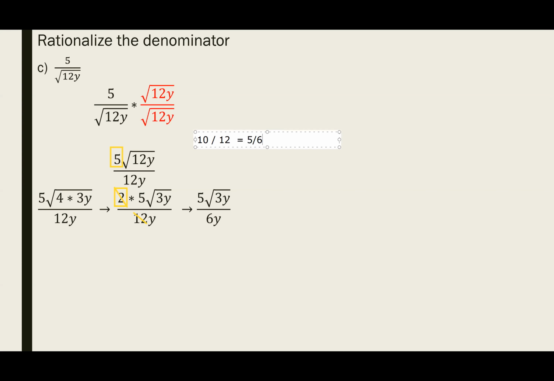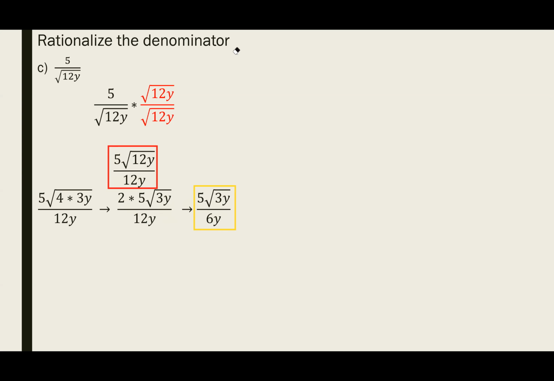And that's what I did here. The only thing I did was I reduced this item here. I say 2 going into 2 one time, and 2 going into 12 six times. And that's why my answer is not 5 square root of 12, but my answer is 5 square root of 3 all over 6. Again, if you type this as your answer, the item will tell you, although your answer is correct, it's not in the lowest terms.